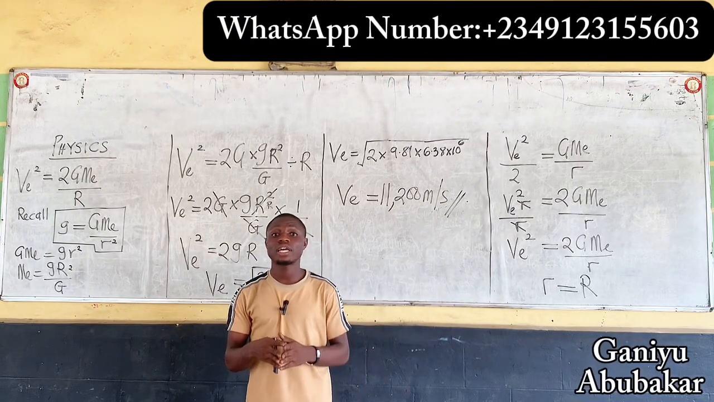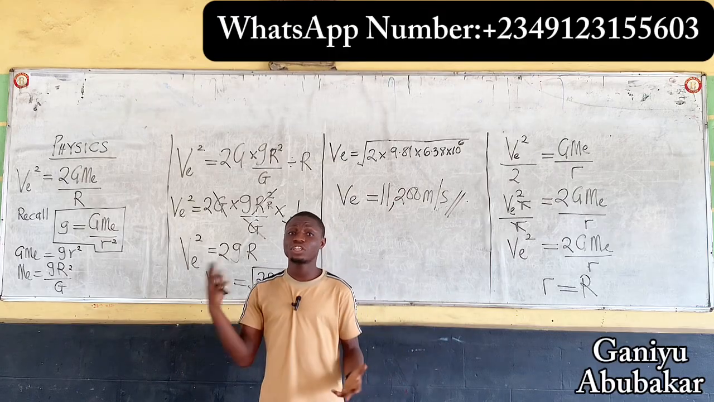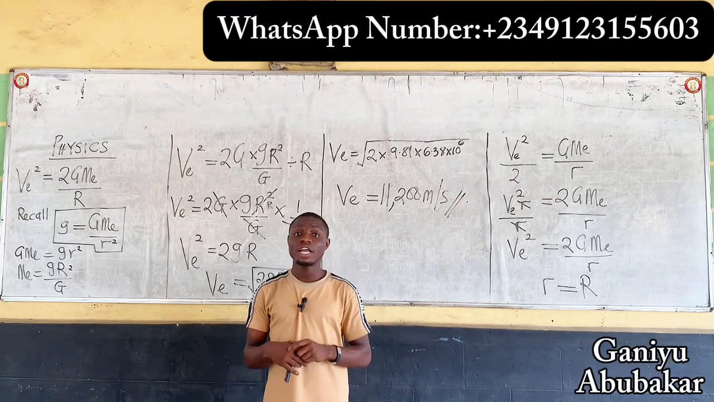So this is the concept behind gravitational potential, that's V, and escape velocity, Ve.